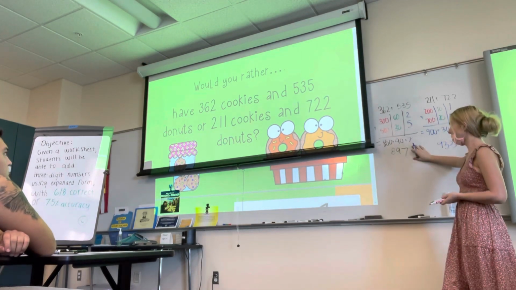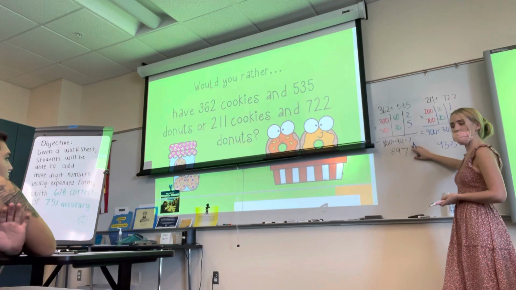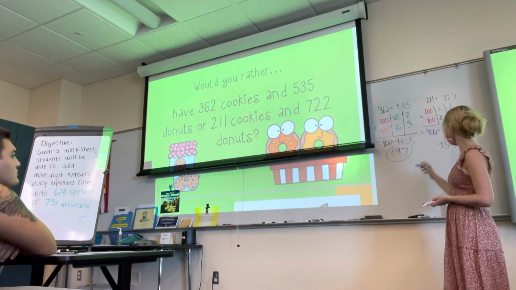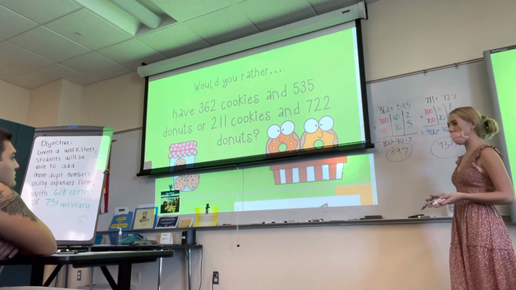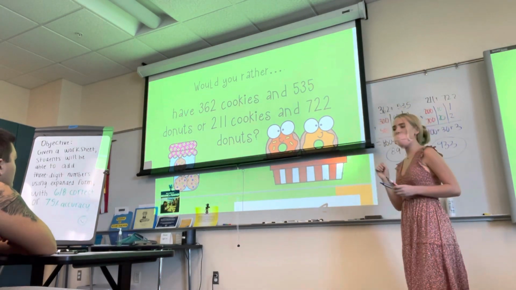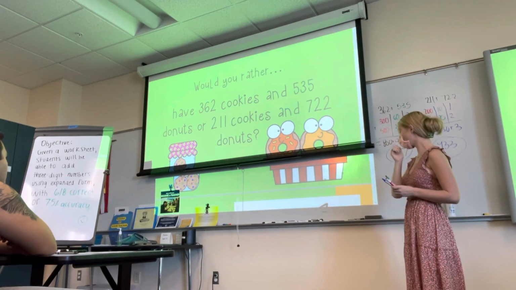So for the first time I showed you this problem, Joseph chose choice 1. But he changed his answer to choice 2. Because after he added these numbers using expanded form, he realized that option 2 would actually be more treats.